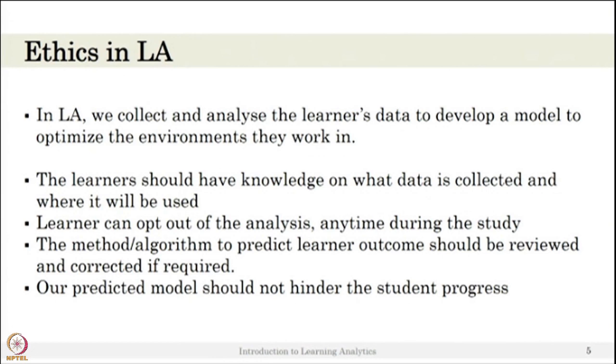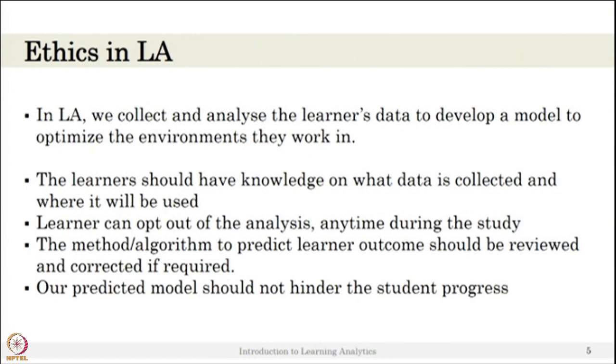Second, the learner can opt out of the analysis. During the study, if the learner doesn't want that data to be collected, they can say I want to opt out of the study, and immediately you have to delete, erase all the data you collected about the learner. And the method or algorithm you develop to predict the learner outcome should be reviewed by a human, or the learner himself or herself, and corrected if needed.